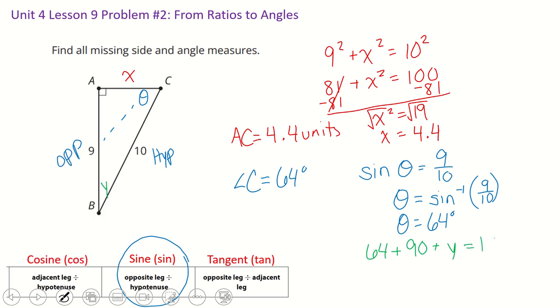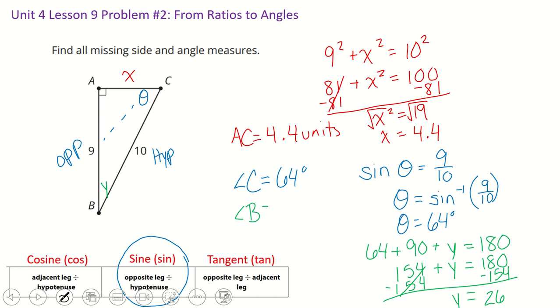I know that this has to equal 180, so I'm going to add 64 plus 90, which gives me 154, plus Y equals 180. And then if I subtract 154, that will isolate Y, because 154 minus 154 was 0, and 180 minus 154 is 26. So I know that angle B is 26 degrees.